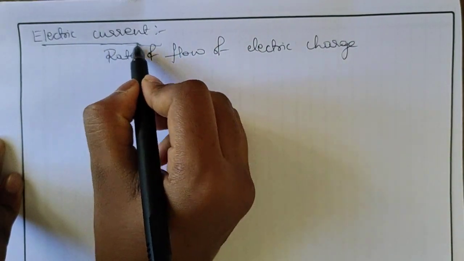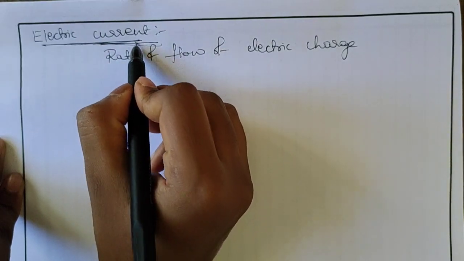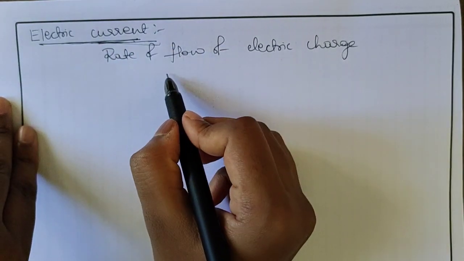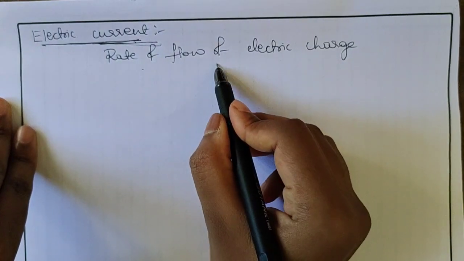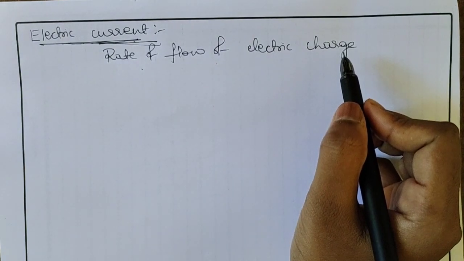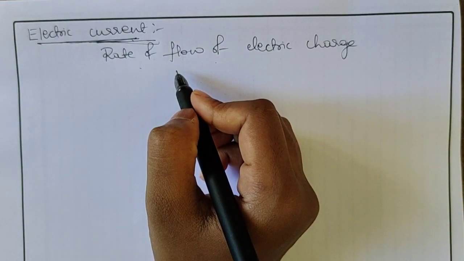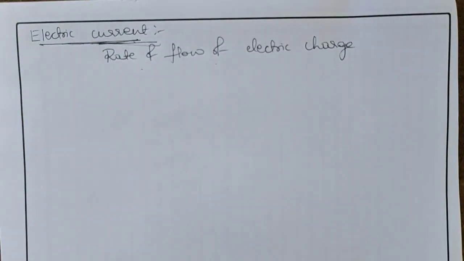Now we are going to our main concept, that is electric current. So what is electric current? The definition is nothing but rate of flow of electric charge. Now can you recall what you just learned about the definition of electricity? Electricity is nothing but the flow of charge through the cross section of a conductor.